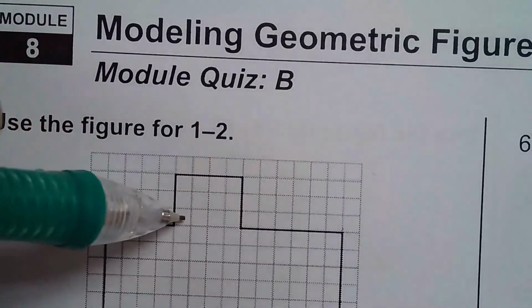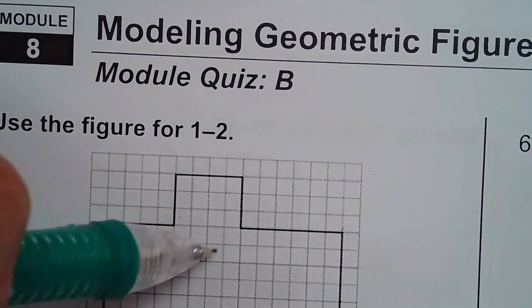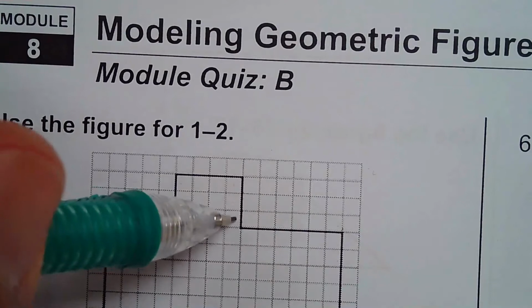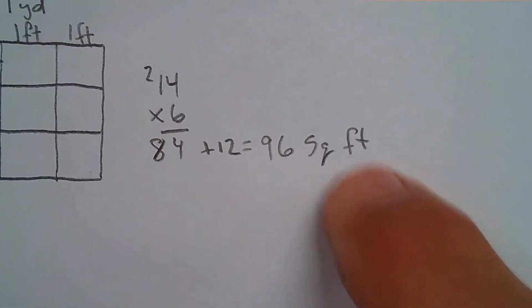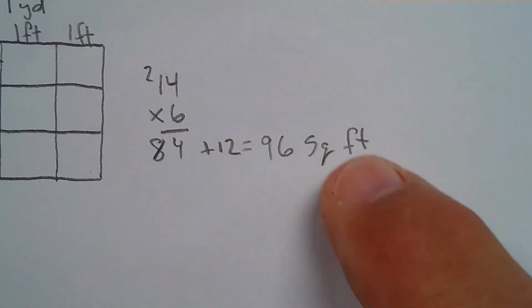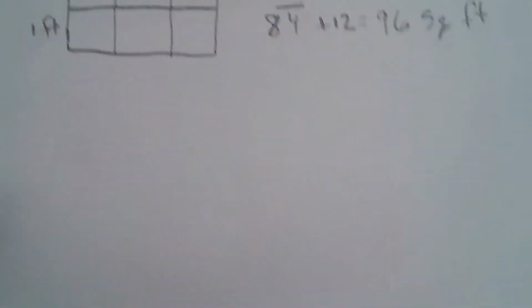Plus the other part, 1, 2, 3, 4 by 1, 2, 3. So 4 times 3 is 12. So add another 12 to that. So 84 plus 12 would be 96 square feet. I think it's important to say that's how many square feet I have, but here I have to divide it by 9.